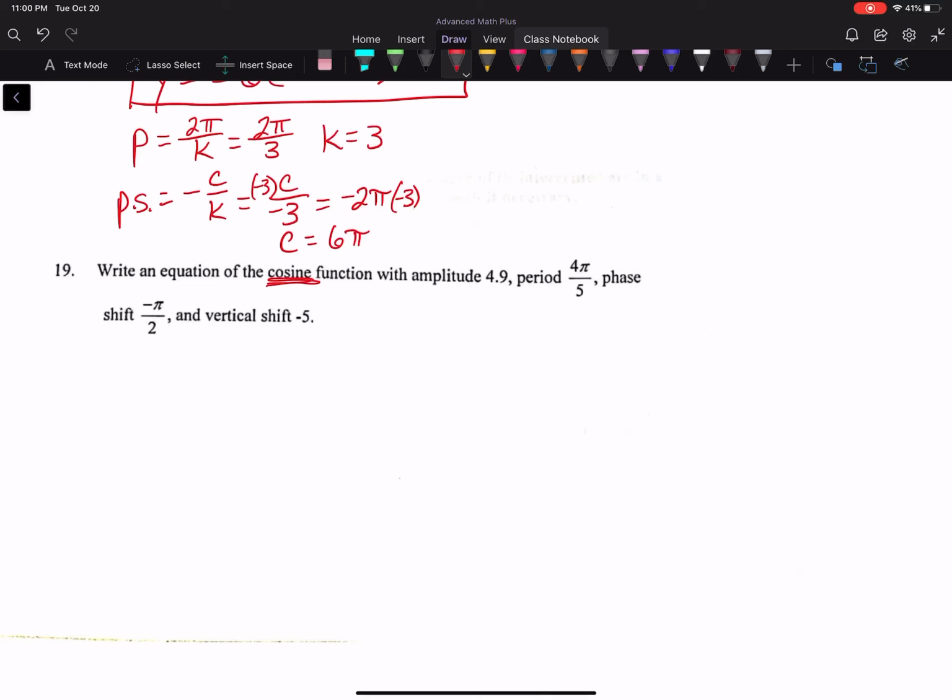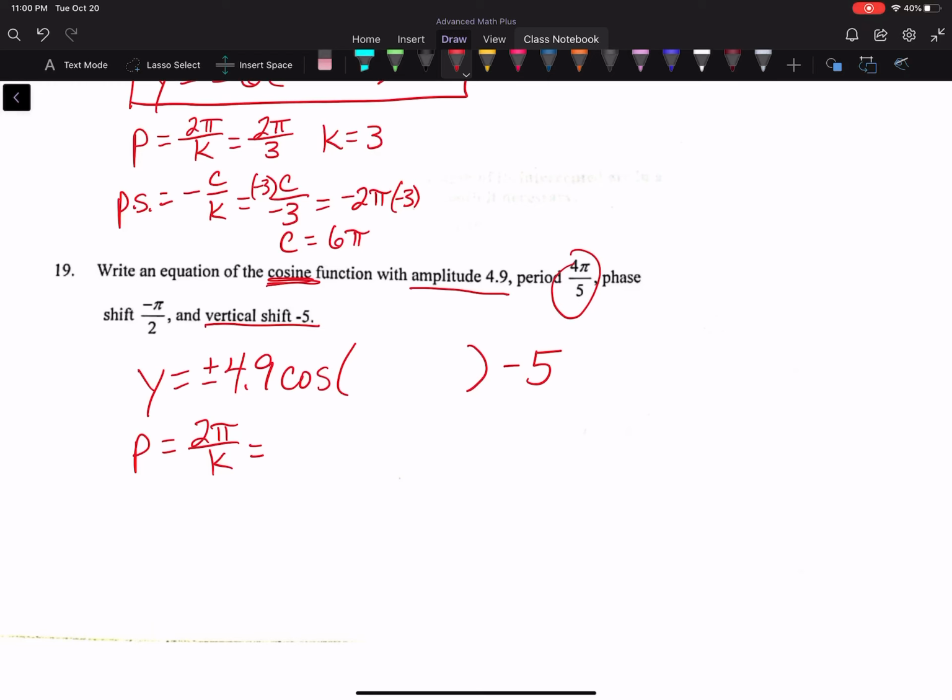19, last one, y equals plus or minus. Amplitude is 4.9. We know we're going to have cosine this time of something in the parentheses, and then the vertical shift is minus 5 on the end. And here we go. To get my period, it's 2 pi over k, and I know my period is 4 pi over 5.